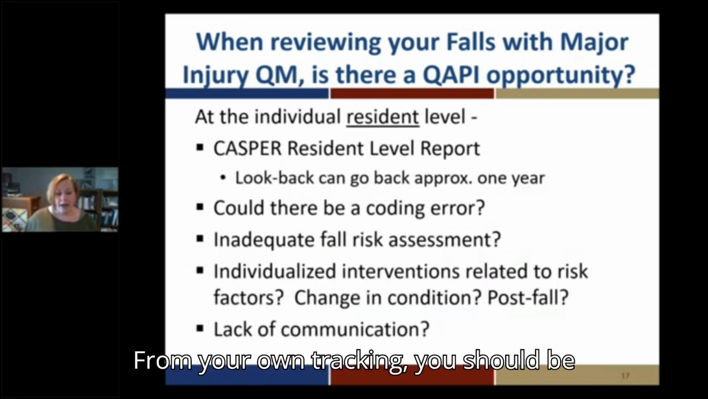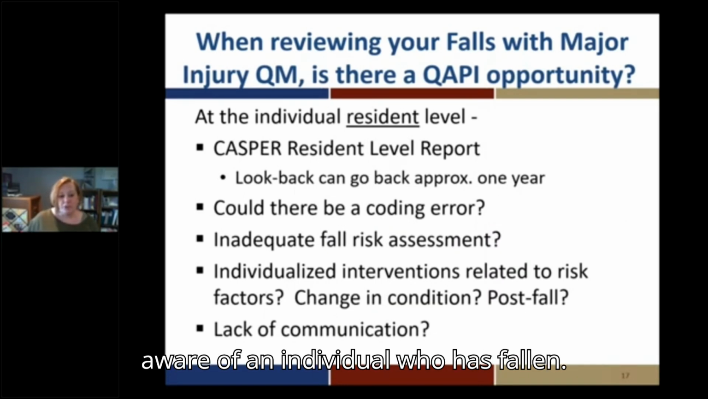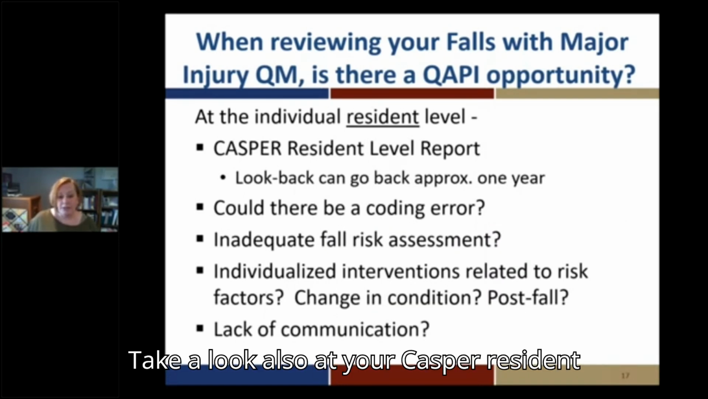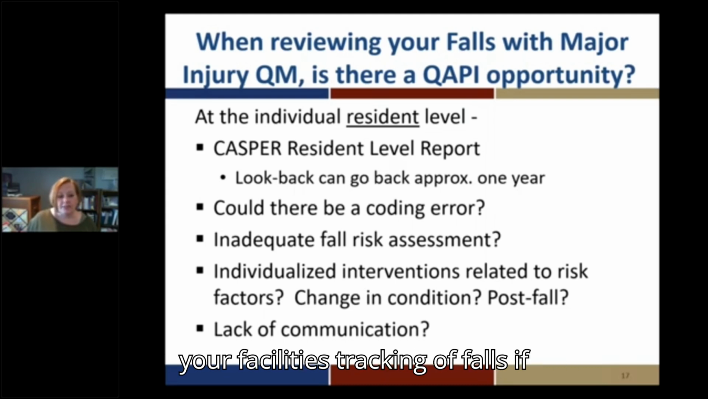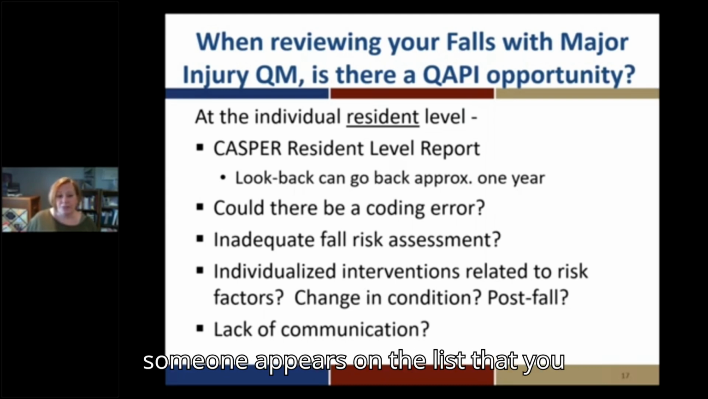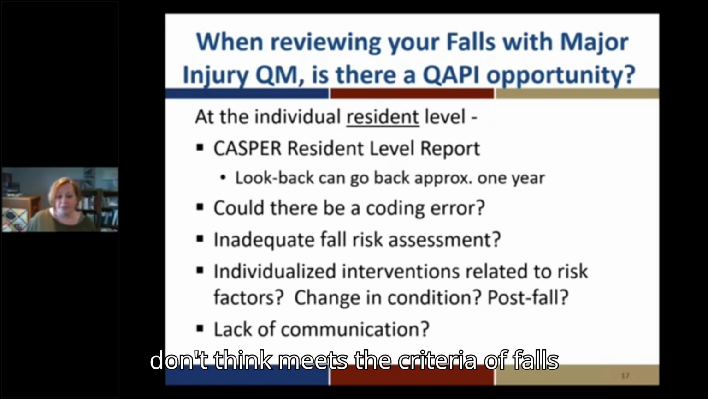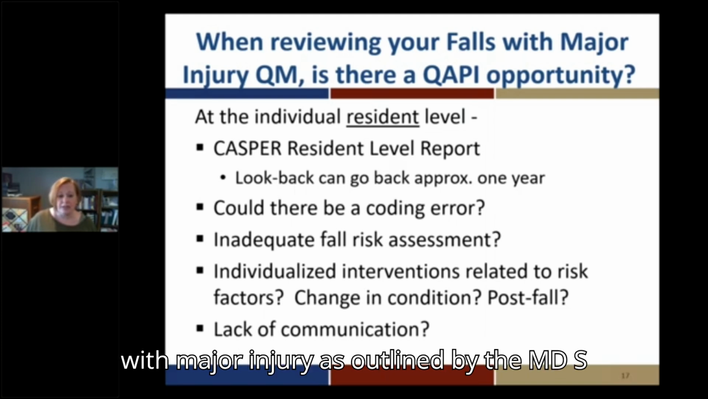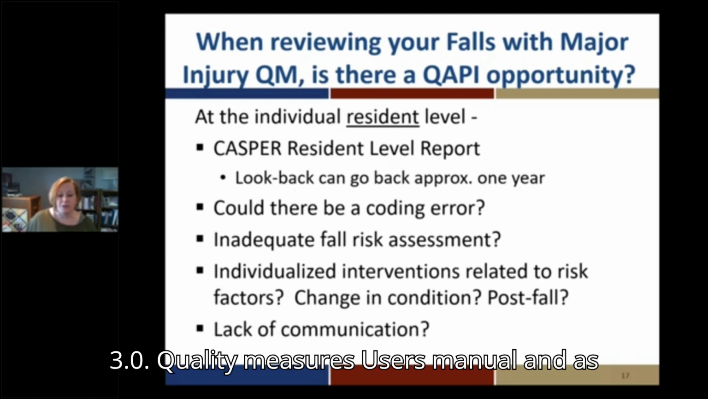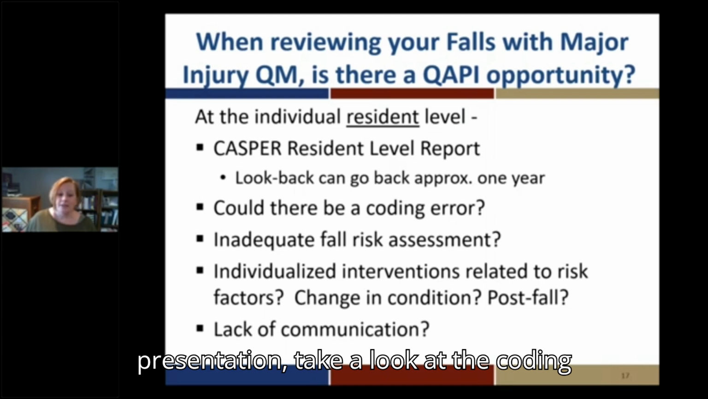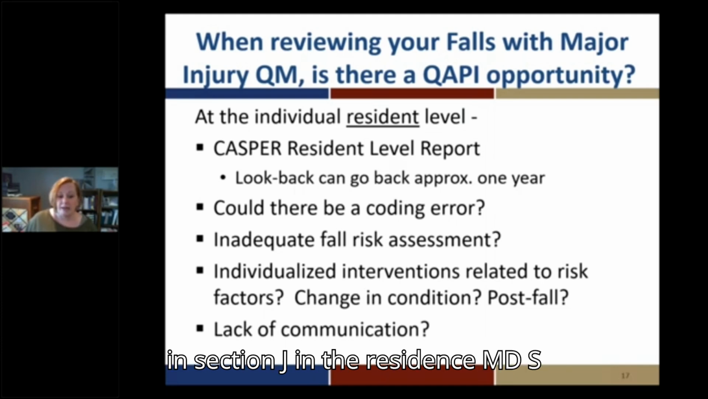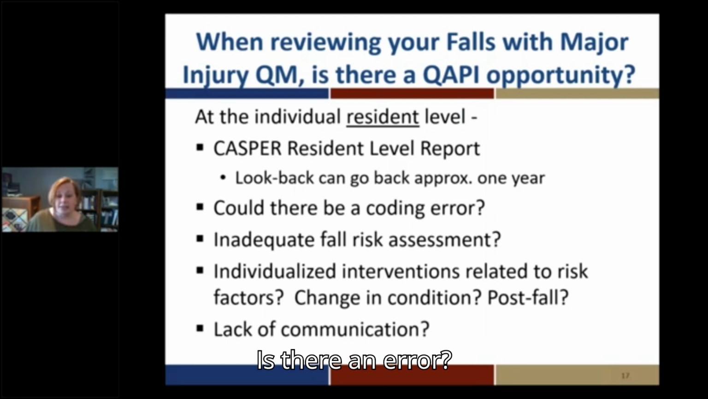From your own tracking, you should be aware of an individual who has fallen. Take a look also at your CASPER resident level reports. Do these match up with your facility's tracking of falls? If someone appears on the list that you don't think meets the criteria of falls with major injury, as outlined by the MDS 3.0 Quality Measures User's Manual, and as we've discussed today on this presentation, take a look at the coding in Section J in the resident's MDS. Is there an error?